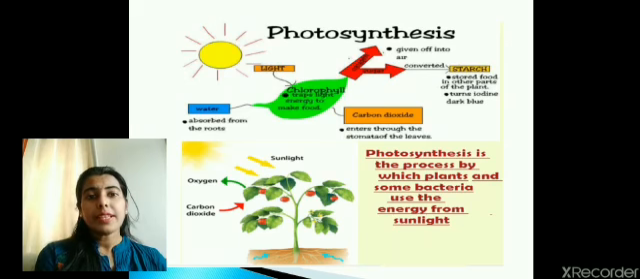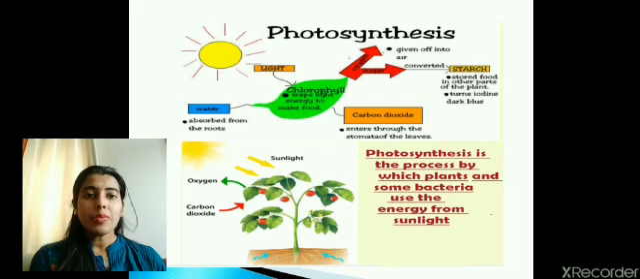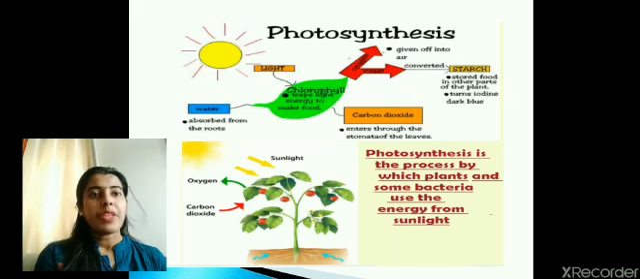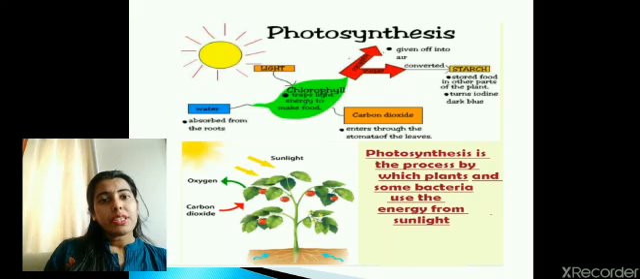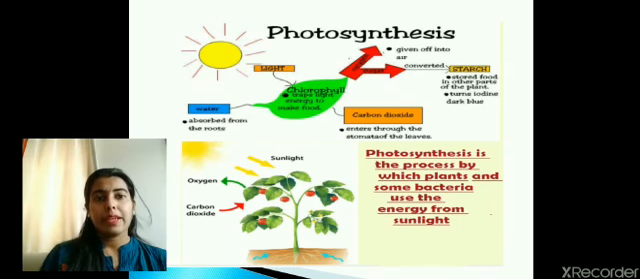Now the next thing is water. Water is absorbed by the plant with the help of roots. So from the soil the plant is going to absorb water required. Now next condition is carbon dioxide. Carbon dioxide enters through the stomata of the leaves. Stomata are the tiny pores present on the underside of the leaves. They help in the absorption of carbon dioxide.